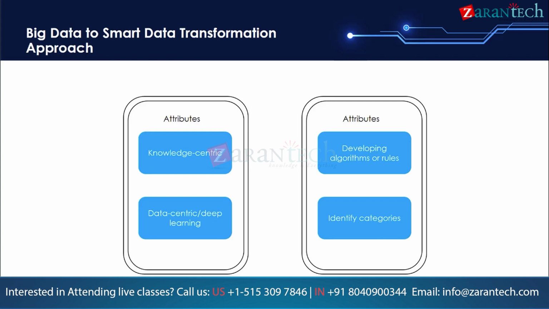In a data-centric or deep learning approach, we identify the categories in which the data drives the process. So, in the case of data-centric and deep learning, we apply machine learning algorithms to discover the mapping. Whereas in the case of knowledge-centric, we use experts to create representation and mapping. Progressively, we'll find that there is a transformation from a knowledge-centric to a data-centric approach.